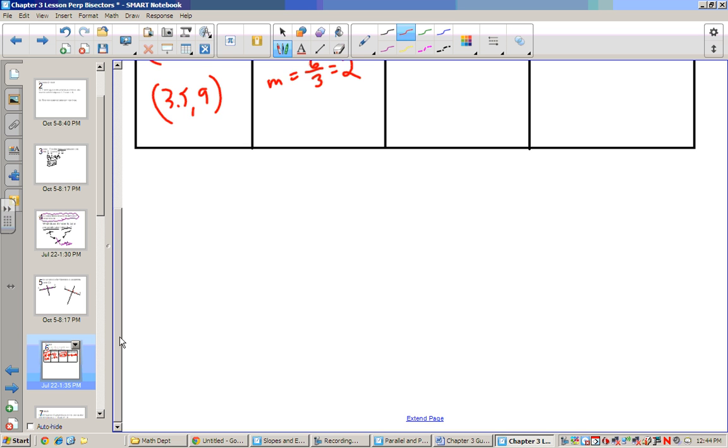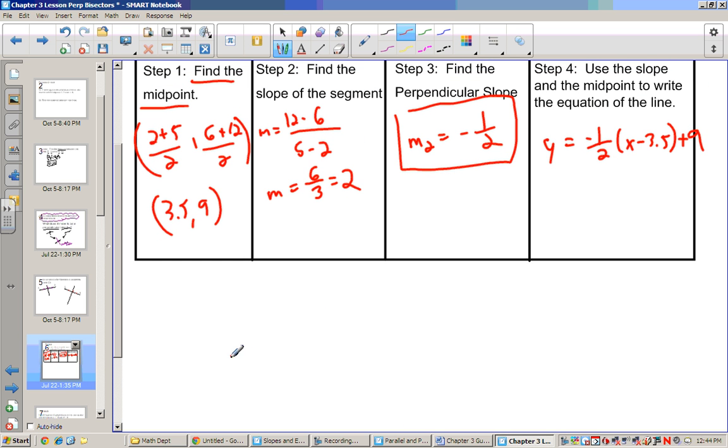So now let's think about what we did here. If I have 2 points, and I want to find the equation of this line, the first thing we did is we found the midpoint to find a point on that line. We found the slope of our segment in part 2 in order to help us find the slope of our perpendicular. So once we have our midpoint and our slope, then we have a point and a slope, and so we can write the equation. Hopefully that makes a little sense.